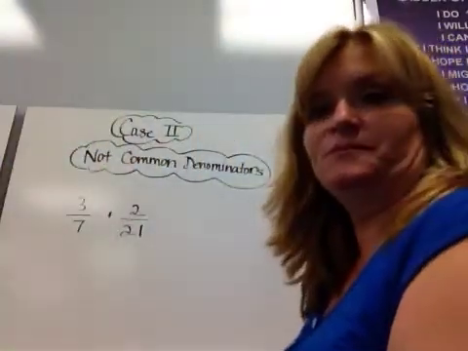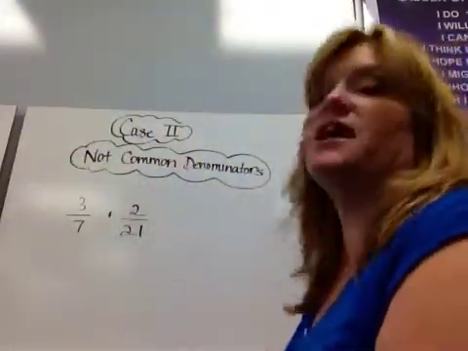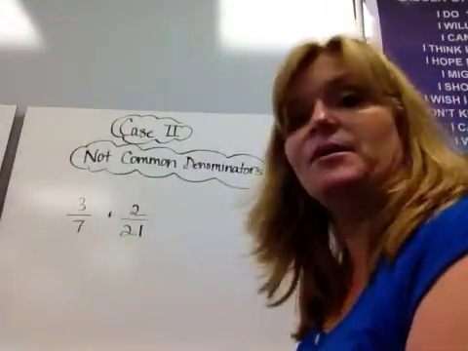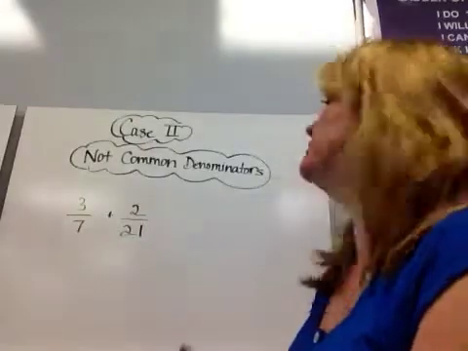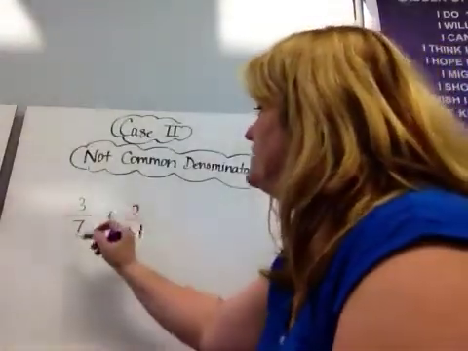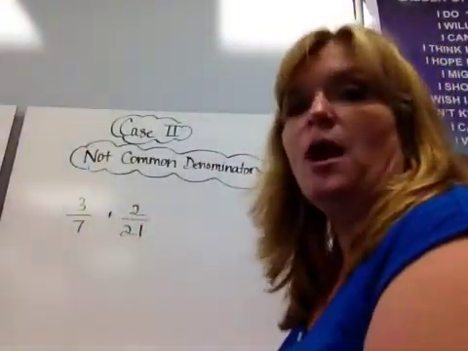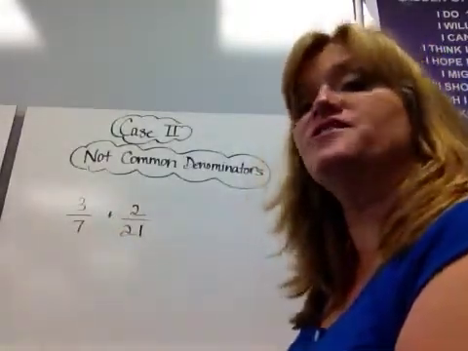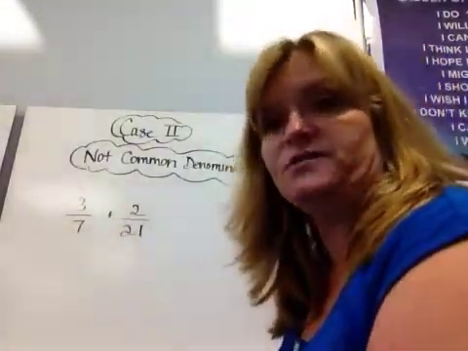Okay, case 2. Not common denominators. Now the last 3 cases all have to do with denominators that are not common, because that's where the algebra comes in. So I picked a problem, 3 sevenths plus 2 over 21. Well, most people would say, oh, 7 goes into 21, I know how to do this. That's fine, but let's go through why it works that way.